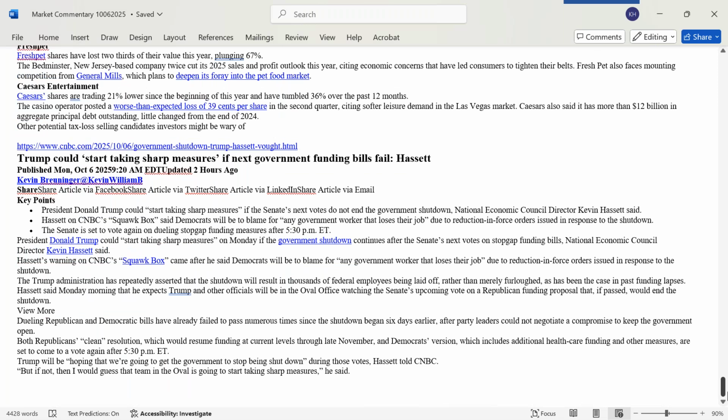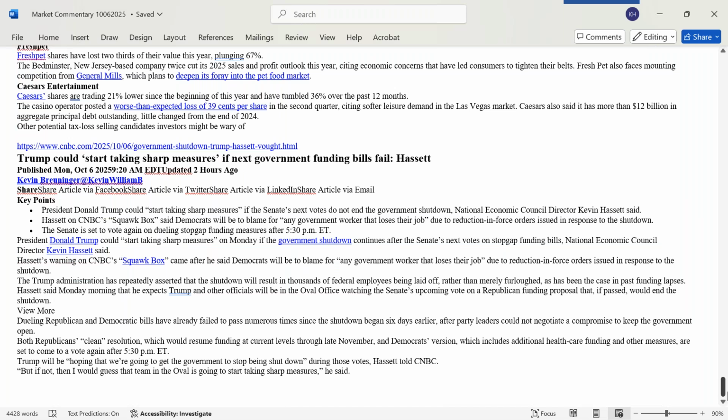And then, of course, Trump could start taking sharp measures. In all honesty, it's easier to fire people than to furlough them. Don't be surprised to see the Department of Health and Education and the EPA take a serious hit.